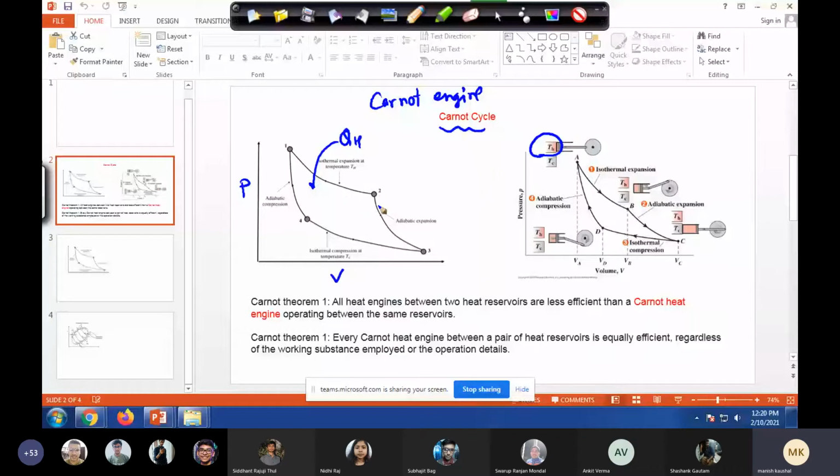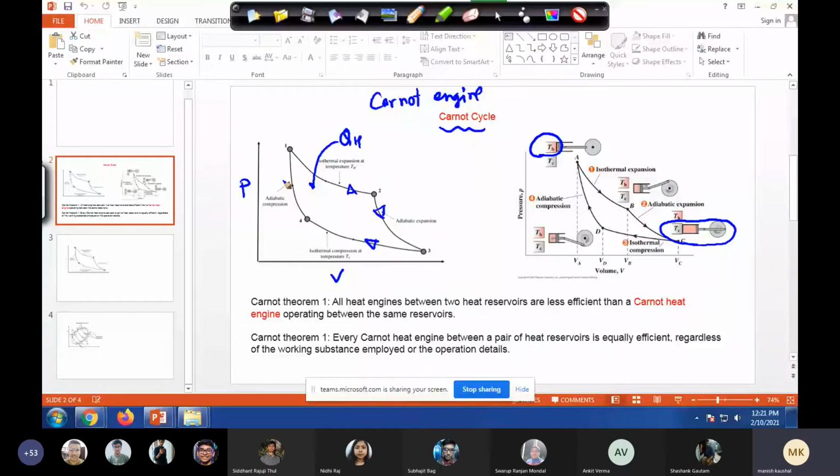Then it's adiabatic expansion. Since it's adiabatic expansion, there is no heat addition. The gas will lose some energy and its temperature will go down, because the gas is doing work. Then from 2 to 3, there is again an isotherm at low temperature. How do you do it? By keeping the system in contact with the low temperature reservoir. So you come to 4 and then you go from 4 to 1, which is adiabatic compression. This is the Carnot cycle.